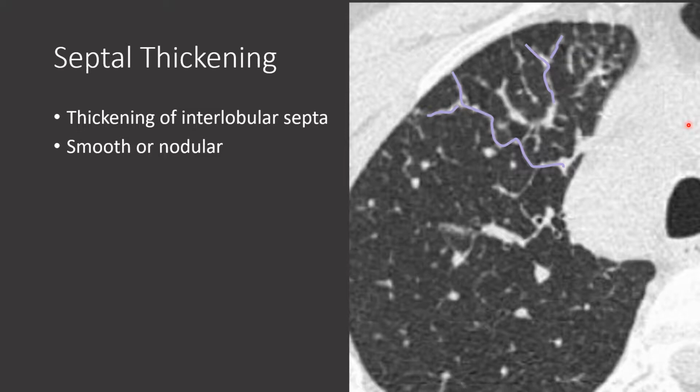Also note how the septae appear somewhat beaded in appearance, as if there are very small nodules along them. Note these small areas of nodular thickening here. This represents what we call nodular septal thickening. This is a little bit different than what we saw with the smooth septal thickening, and this patient had lymphangitic carcinomatosis from breast cancer, that is, tumor within the lymphatics within the lung.